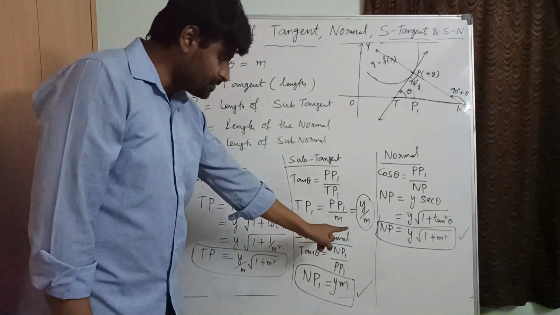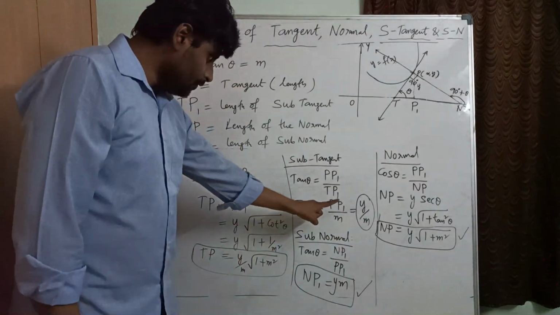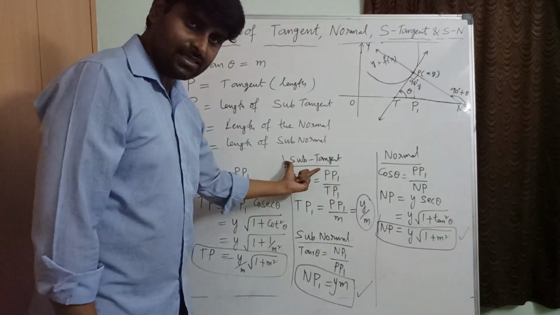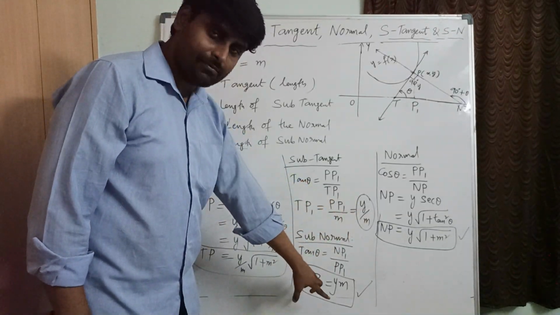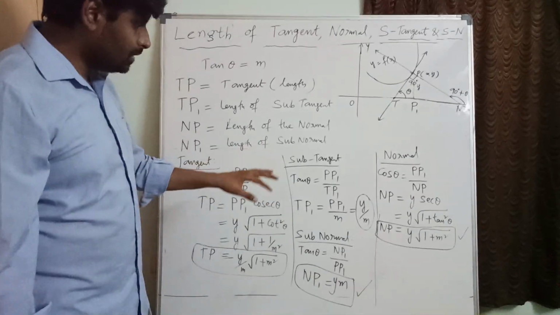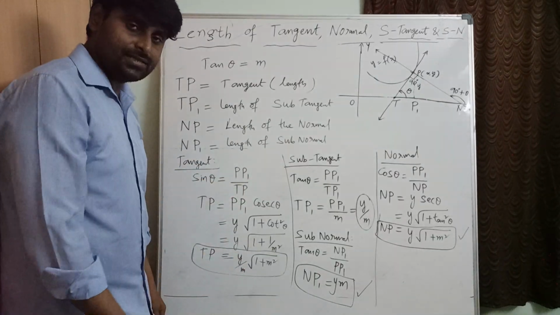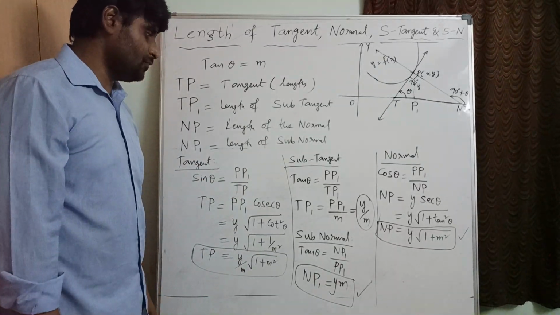And what about the length of subnormal? Here y by m is the length of subtangent, and subnormal is y into m. Here y by m, here y into m. So like that, by comparing some similarities, we can remember these formulas.